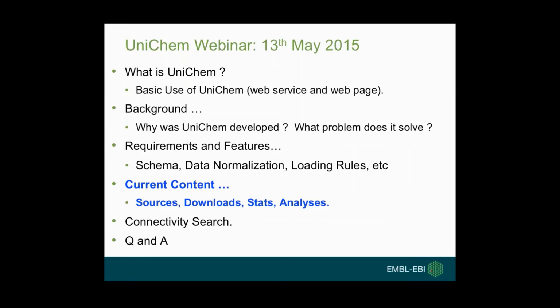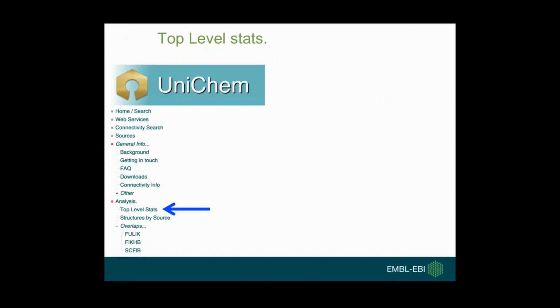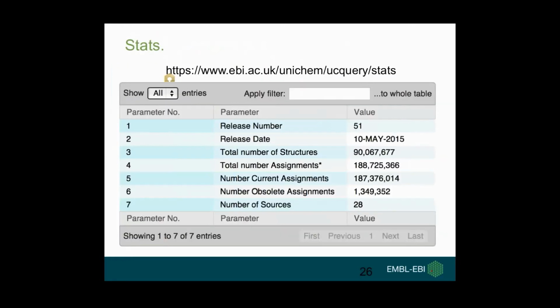So now let's look at the current content for UniChem. In the navigation pane of UniChem, if you look at the top level stats page under the analysis tab, it'll take you to this page here. And here you can get a very simple and quick overview of the release number, which is 51, the total number of structures which are in UniChem, which is currently just over 90 million. This is the number of records in that structures table. The total number of assignments, 188 million. That's the number of records in that cross-references table. The number of sources is 28.